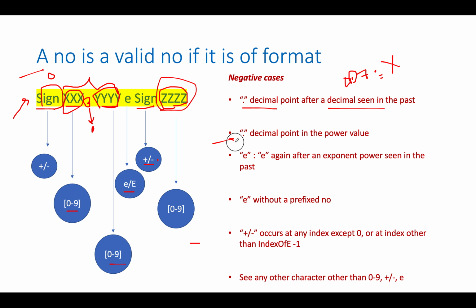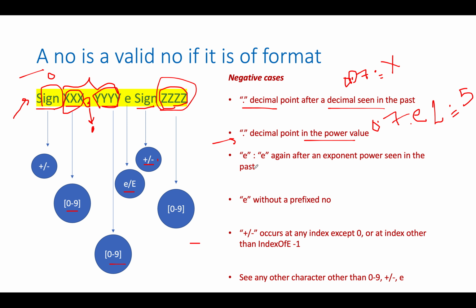The second case says a decimal point in the power value. So we talked about we cannot afford to have a decimal in the power value, so we'll return false from that case. Let's talk about one possibility, 0.7 e 2.5. So we can't have a decimal number in the exponent part, so we will say it's an invalid number and return false from it.